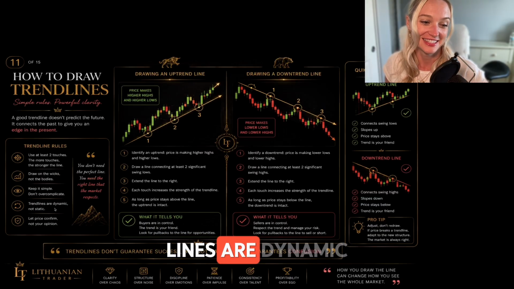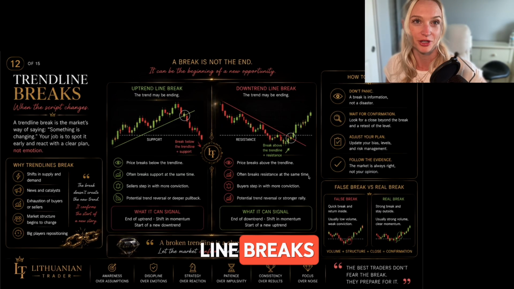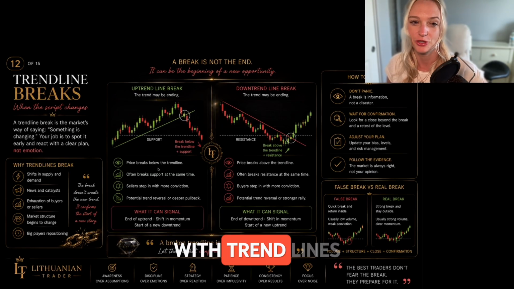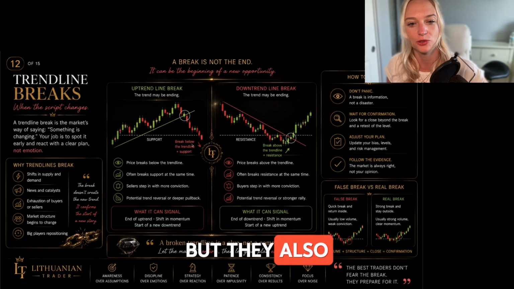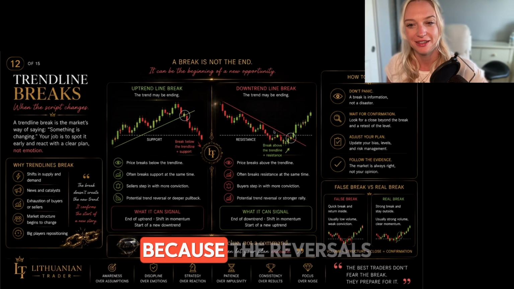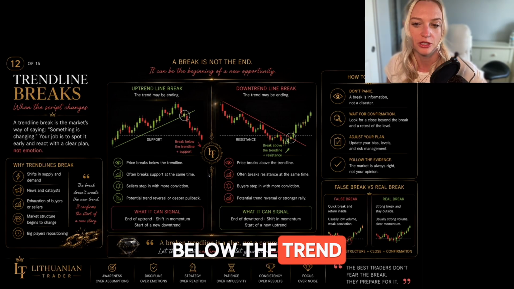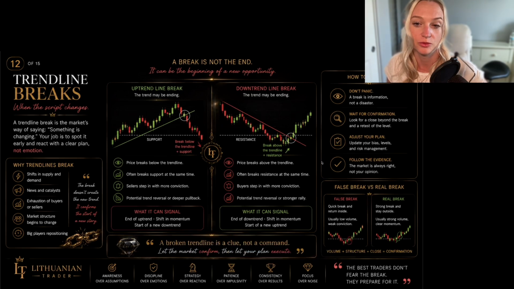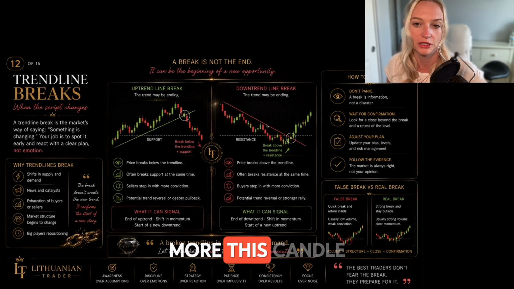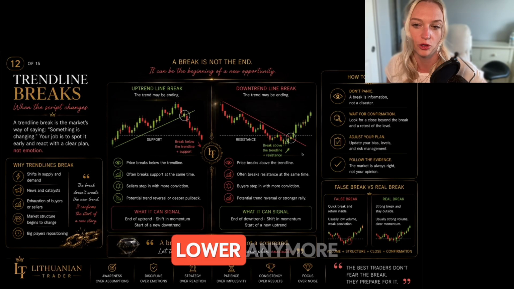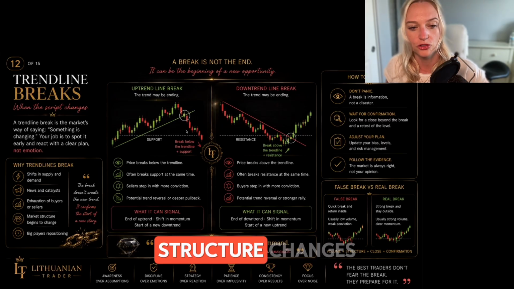So yeah, trend lines are dynamic, not static. Let price confirm the trend line break. Like I said, with trend lines, they do listen, they do respect, but they also like to break, because reversals happen, right? So price breaks below the trend line, and here, this is above, right? They break down, it's no more higher lows, and that's why they call it a trend line break. And the whole structure changes.